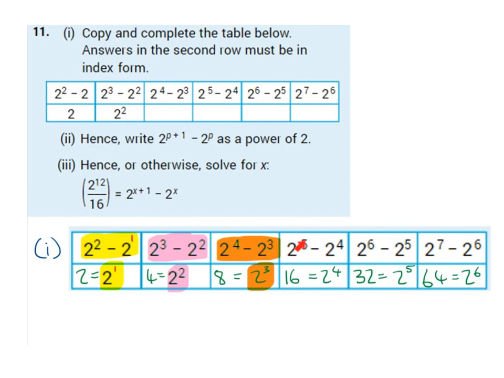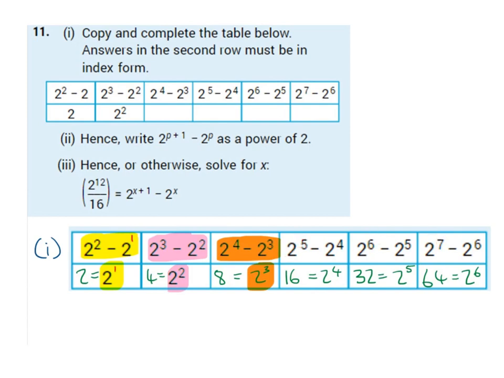In the next one, we have 5 minus 4 gives us 4, 6 minus 5 gives us 5, 7 minus 6 gives us 6. So hopefully you notice that each of the first numbers, so we've got 2 to the power of 2, then 2 to the power of 3, 2 to the power of 4, 2 to the power of 5, 2 to the power of 6, and 2 to the power of 7.